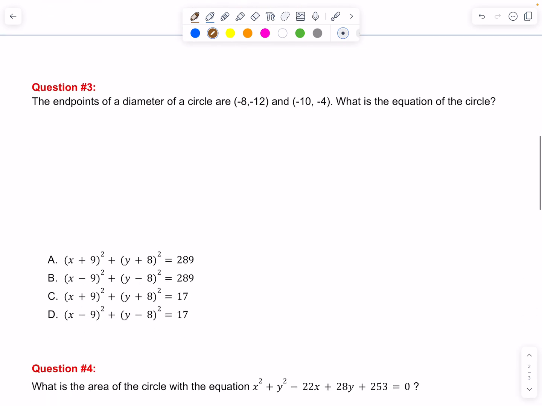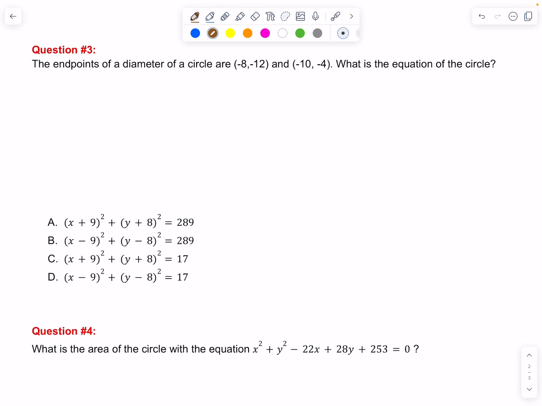All right, let's look at question number 3. The endpoints of a diameter of a circle are (-8, -12) and (-10, -4). What is the equation of the circle? So knowing the endpoints of a diameter of our circle, I'm just going to sketch this, even though these are not going to be in the right spot. It just helps to visualize what we need to do quickly. Again, these are not located in the right spot, and I'm aware of that.